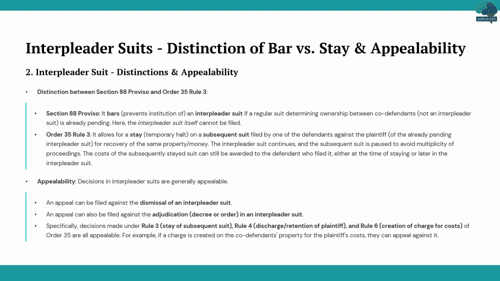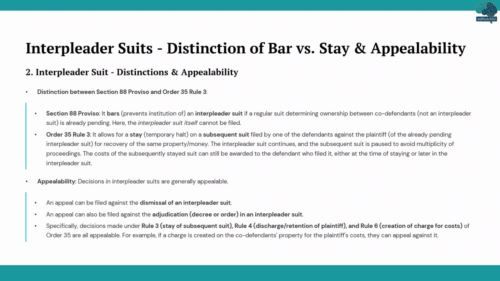However, Order 35, Rule 3 allows for a stay on a subsequent suit filed by one of the defendants against the plaintiff of an already pending interpleader suit, for recovery of the same property. The interpleader suit continues, but the subsequent suit is paused to avoid multiple proceedings.